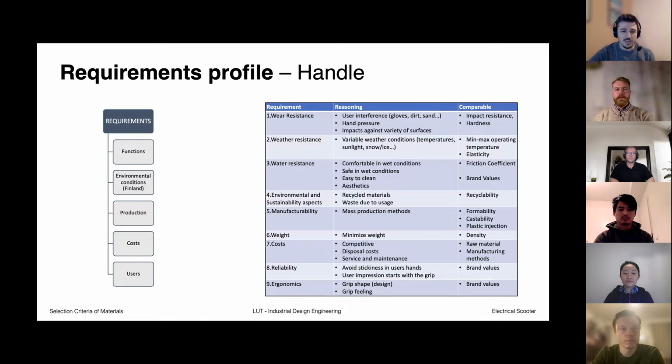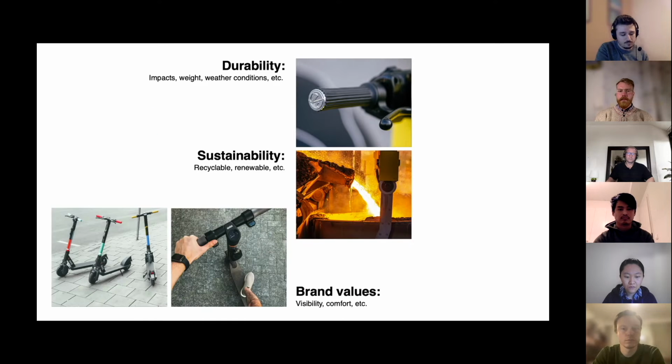For the environmental and sustainability aspects, it's important to consider a product that may be recycled, as we will see later. Also different aspects of manufacturability, weight, and costs might need to be included, since the product may be used several times by different users and may incur disposal costs because it may suffer from wear. The reliability and ergonomic aspects also need to be considered, and these are what we will talk about now in the next section related to the selection strategy.